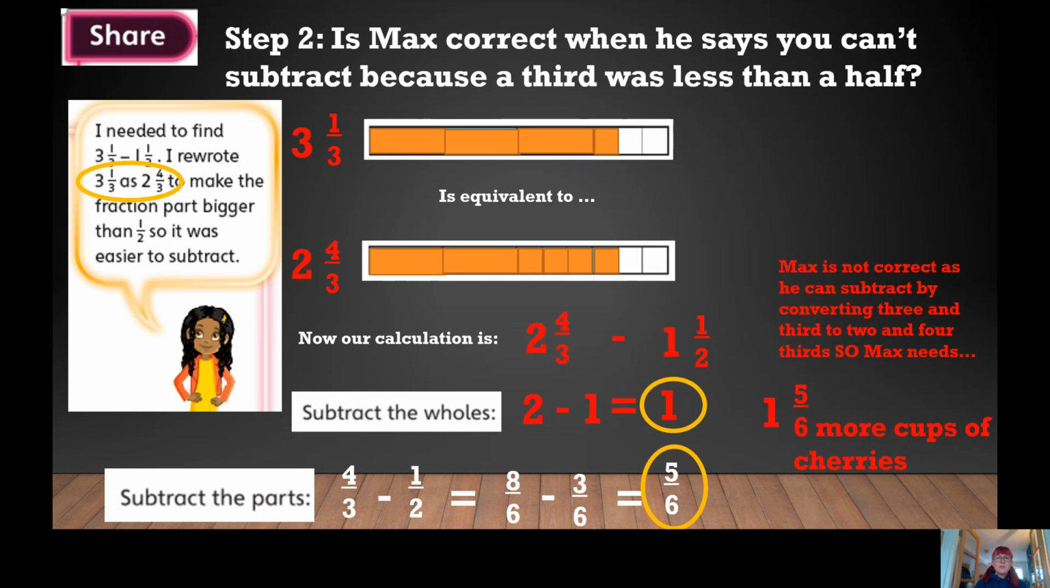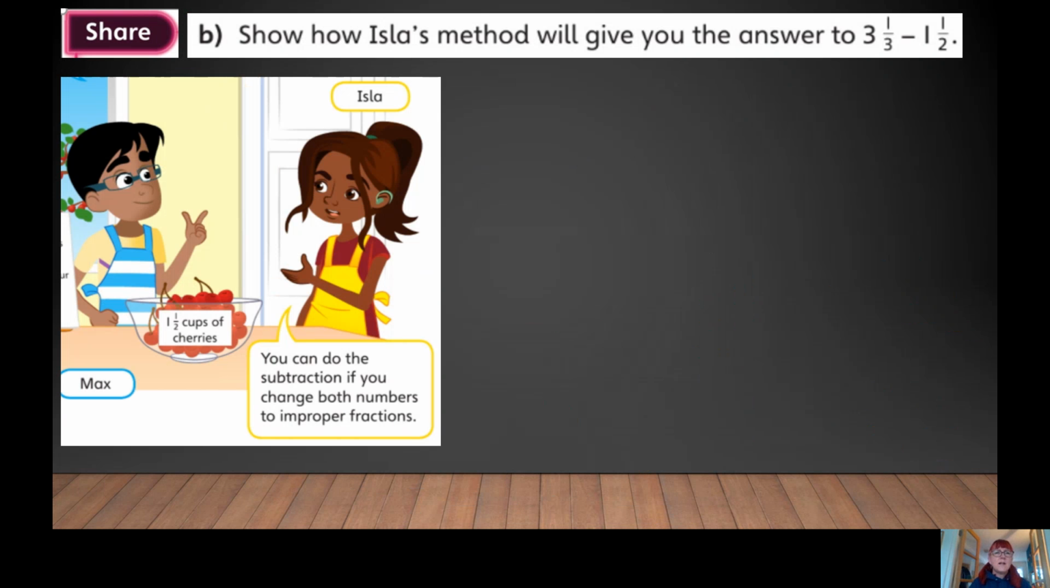Now, that strategy number 1, using an exchange of wholes and turning them into their fraction equivalents, is tricky to get your head around. So if you're not too confident on that right now, how about a second strategy? This time we're going to look at Isla's method. Remember, she says you can do the same subtraction if you change both numbers to improper fractions. Okay, so what's the question saying? It says, show how Isla's method will give you the answer to 3 1/3 subtract 1 1/2.